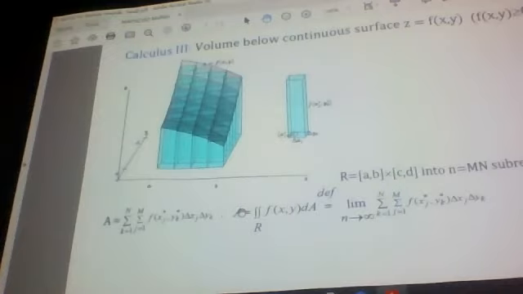Otherwise, if f is negative, then you have the same problem you did before. If the surface is below the xy plane, then this is a negative, minus the height times the length times the width, and then you get minus the volume above the surface instead of plus the volume below. So there it is.